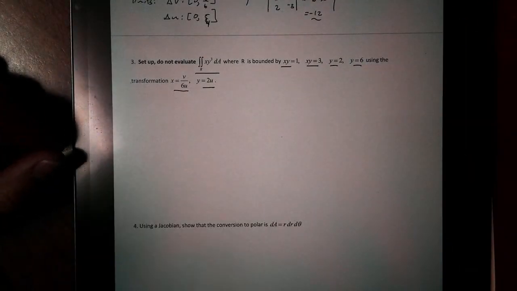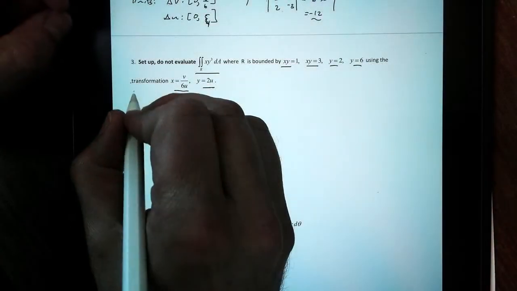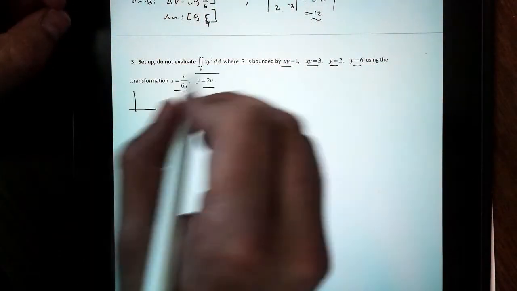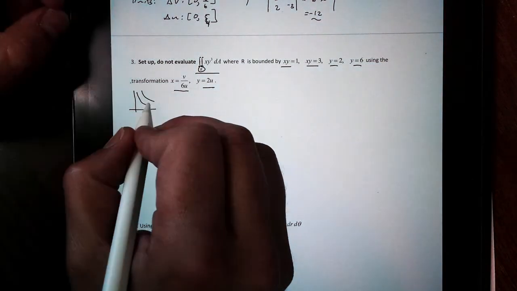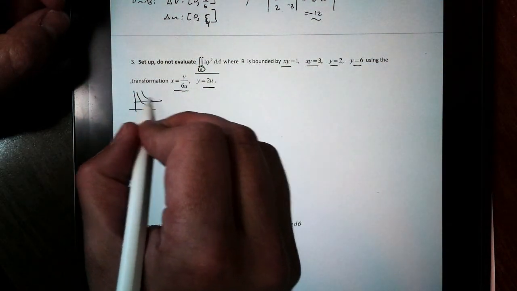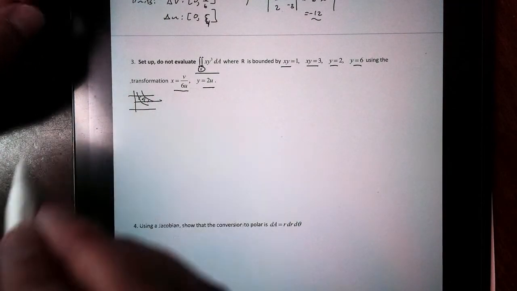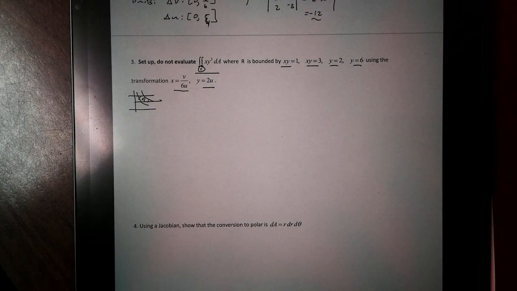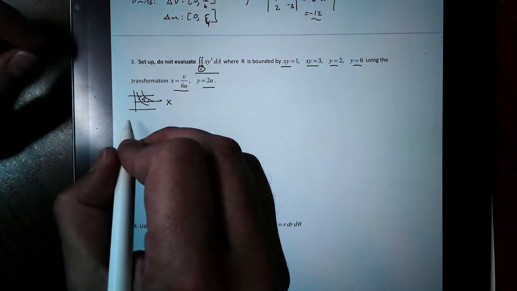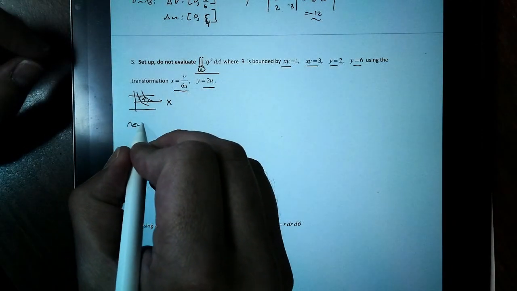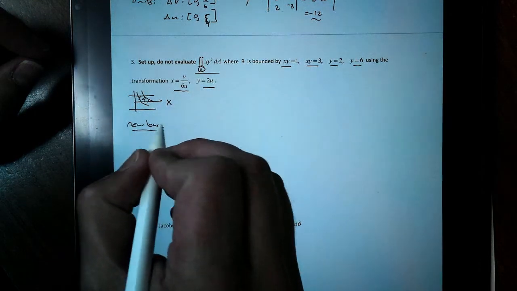So the first thing we've got to do is take a look at what this looks like. First of all, my original base R is going to be these two hyperbolas, and y equals 2, y equals 6. So we're looking at this region right here. Obviously that's a pretty nasty little region, so this is not going to work out well for us. So let's go ahead and get the new base, because it's all about that base, no trouble.